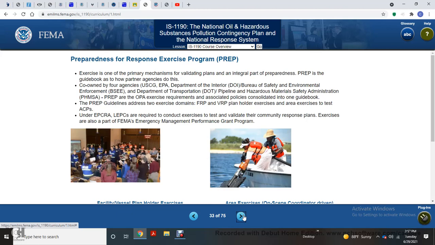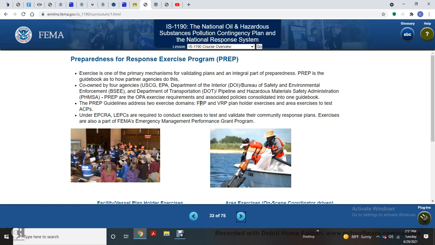Alright, the Preparedness for Response Exercise Program, or PREP. Exercises are one of the primary mechanisms for validating plans, an integral part of preparedness. The PREP guidebook is for the four partner agencies, co-owned by the U.S. Coast Guard, EPA, the Department of Interior's Bureau of Safety and Environmental Enforcement, and the Department of Transportation's Pipeline and Hazardous Materials Safety Administration. The PREP program addresses the Oil Pollution Act exercise requirements associated with policy, consolidated in one guidebook. The PREP guidelines are addressed in two exercises.